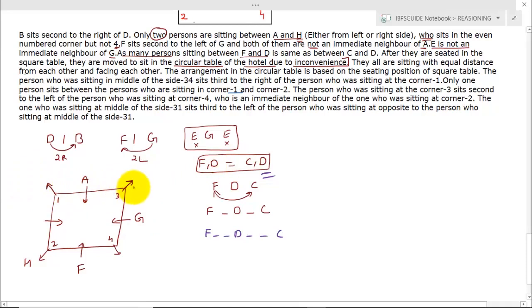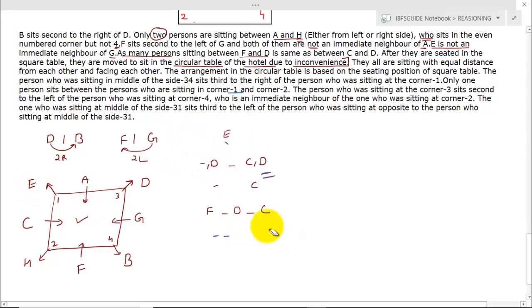So the last position left for D is this one. As soon as I place D here, facing outside, second right for B in the clockwise direction, that is B at this position, and F is here with 1 2 between, so D 1 2, C at this position, and the only last person left is E. So this is your correct diagram.